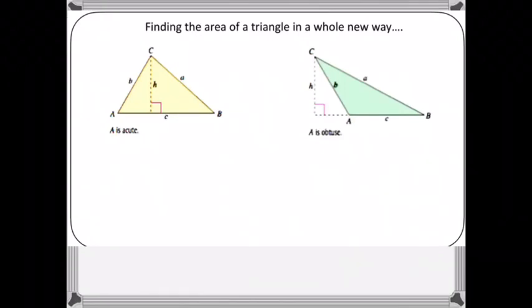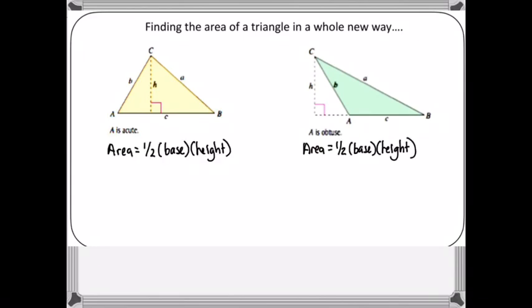Okay, so what we're going to do is derive how to find the area of triangles in a whole new way. We're going to start off with the old school formula and work our way into a new school formula. So let's start there. We have area equals 1/2 base times height, which is our old school area of a triangle formula.